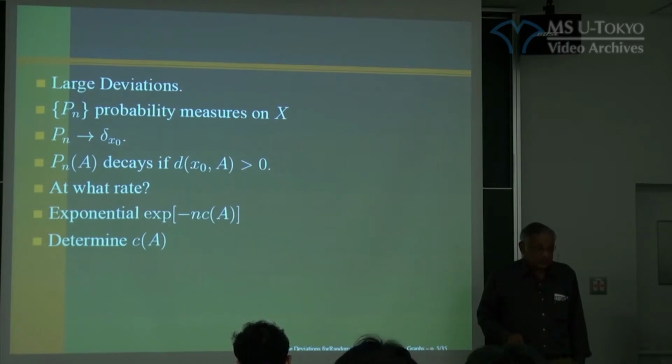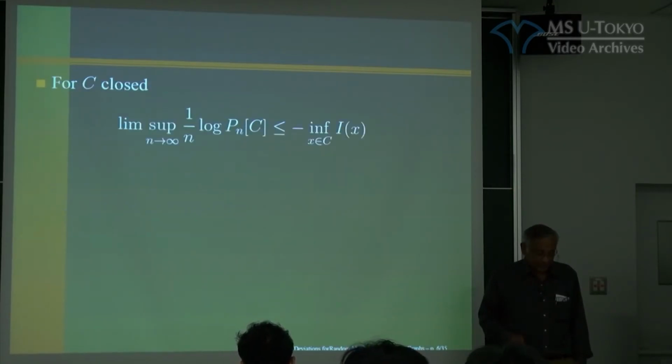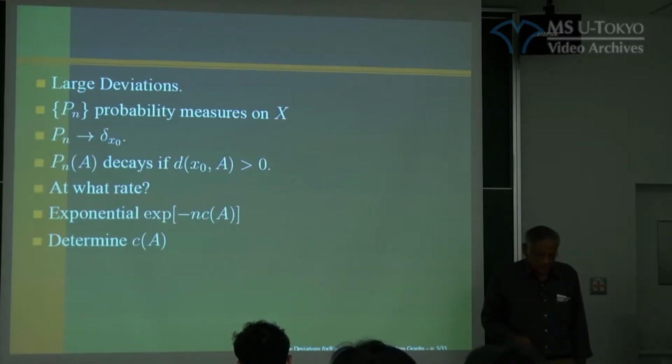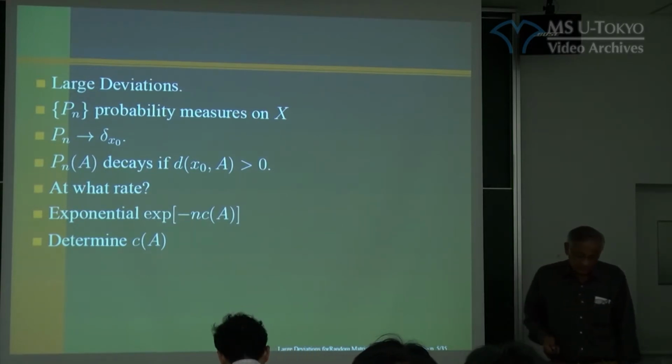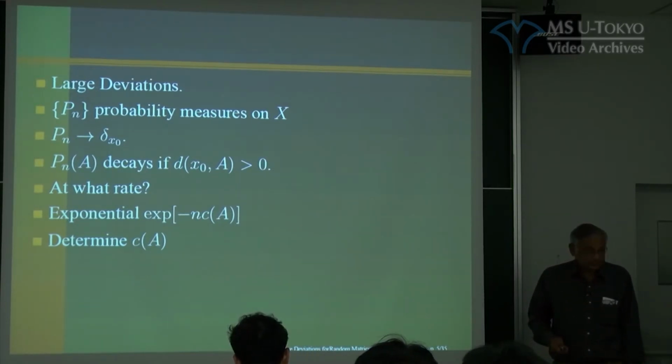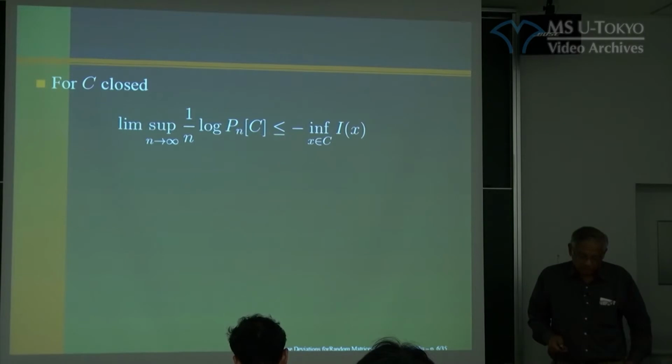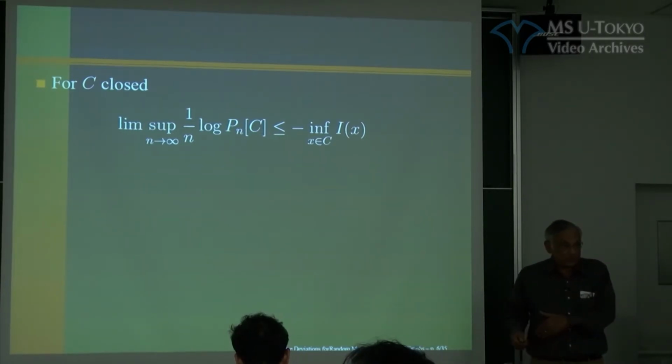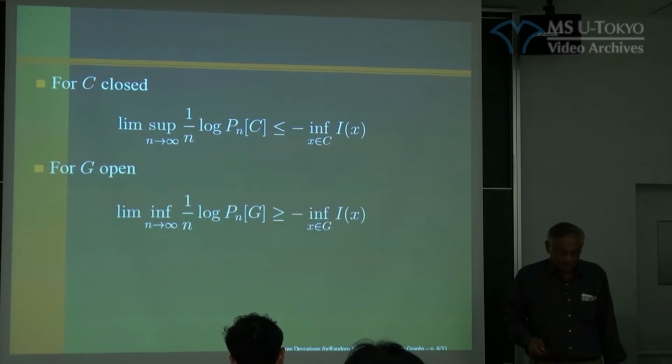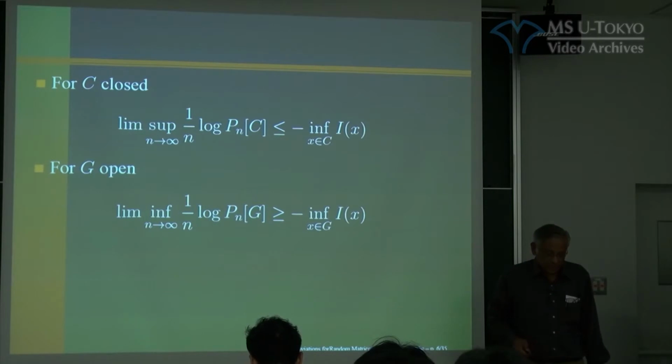And I want to determine the constant as a function of A. And in general, this constant may not exist for every set, so one would expect from general theory like in weak convergence, for closed sets one would expect an inequality to go one way in terms of some function, and for open sets you would have the reverse inequality in terms of the infimum of a set function.